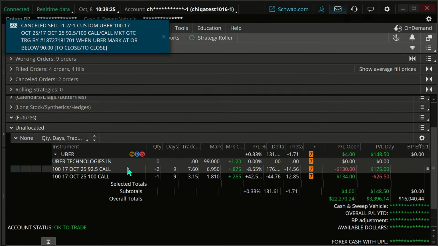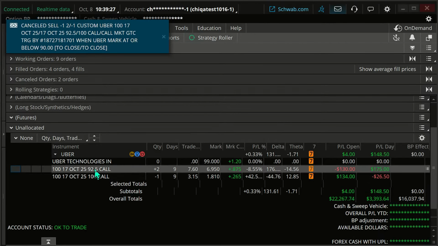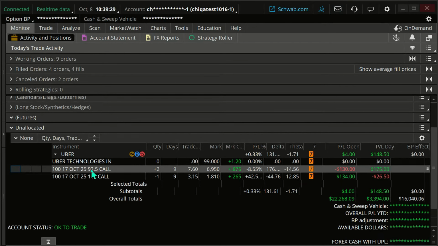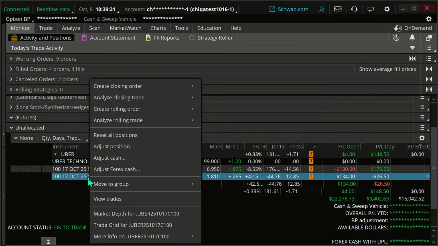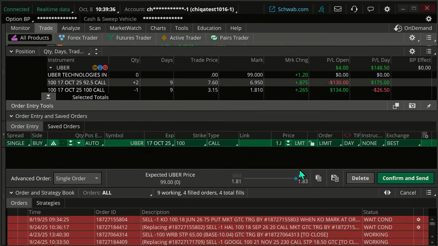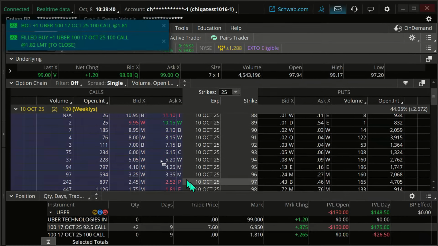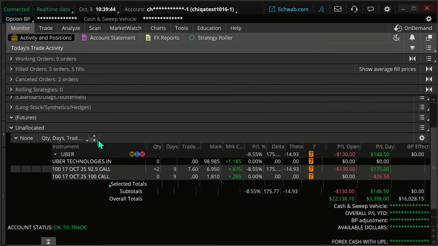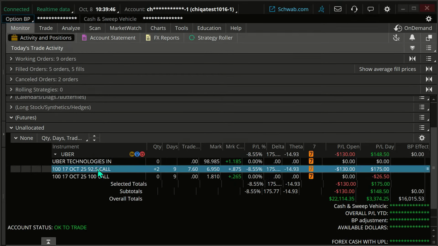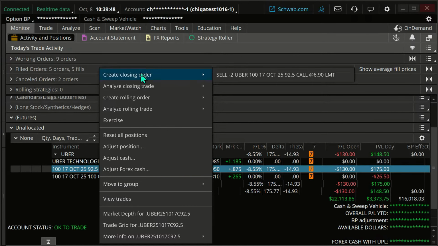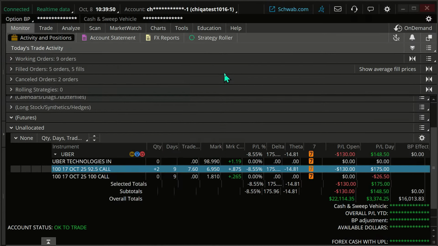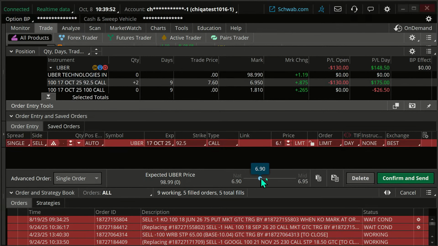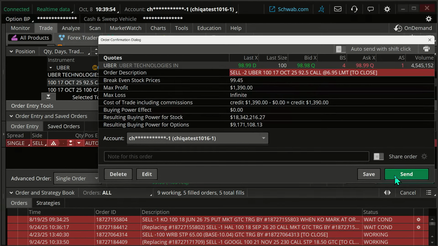I can get out of it all at once, or I can get out of one thing at a time. I'm just going to create this closing order. I'm going to buy back this call. Okay. And then we should be left with a long call. And I'm going to create a closing order on this one too, and we're just going to exit this call as well, my long calls.